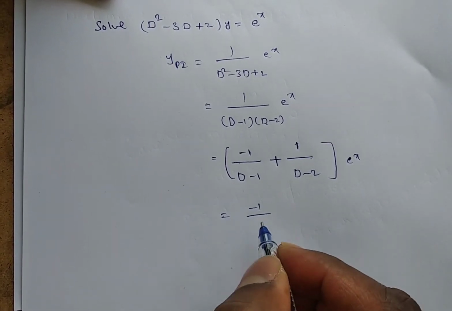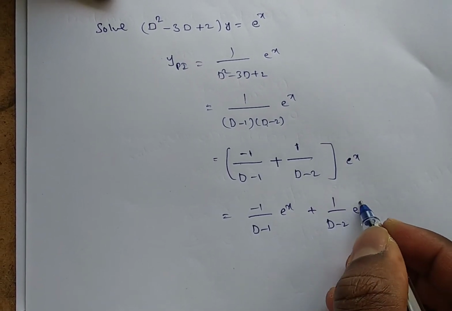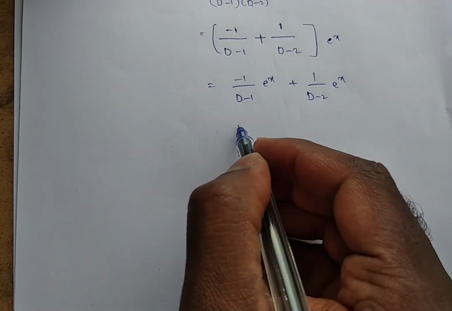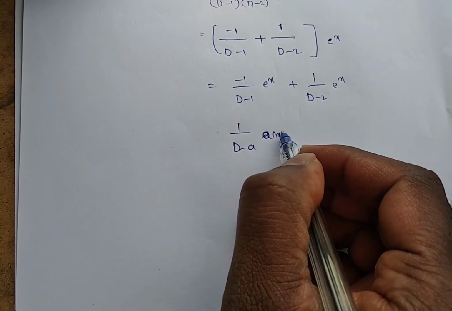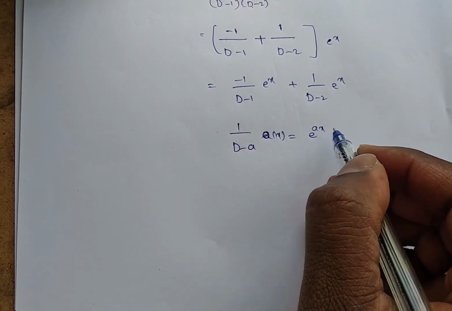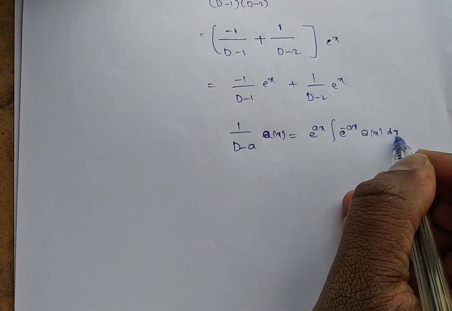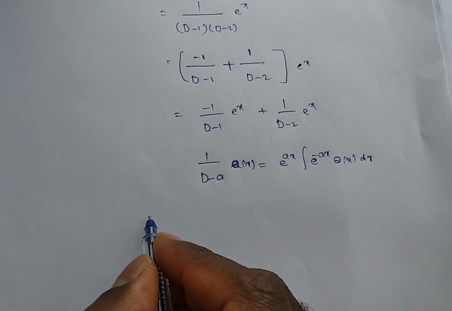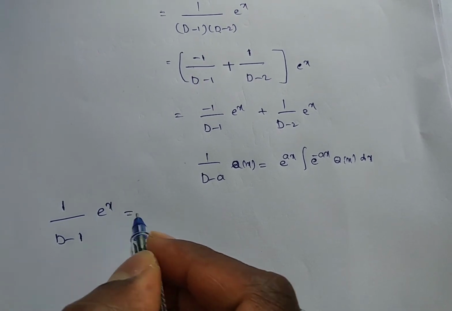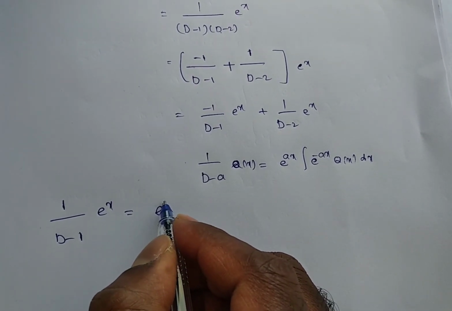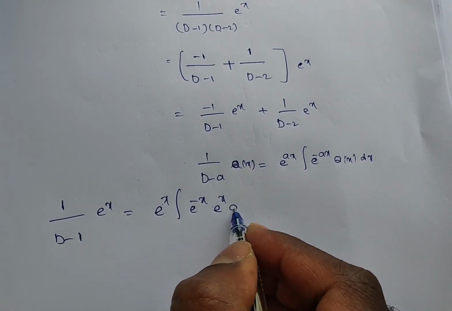1 by minus 1 by D minus 1 e power x plus 1 by D minus 2 into e power x. Earlier we discussed the formula: 1 by D minus a into Q of x is equal to e to the power of ax into the integral of e power minus ax Q of x dx. Same formula we are using. So now first we will do 1 by D minus 1 into e power x. This is equal to e power x into the integral of e to the power of minus x into e to the power of x dx.